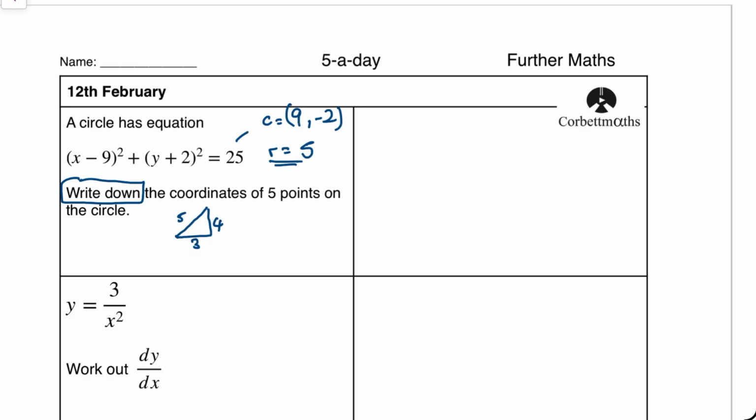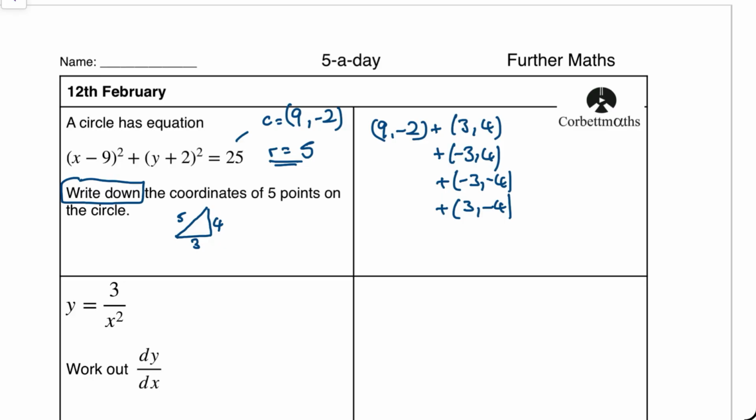So actually, all I need to do, and I say all I need to do, this is not an easy question actually, is basically add combinations of 3 and 4. So minus 3 and 4, I'm going to do minus 3 and minus 4, and 3 and minus 4. And then I need one more. So let's work these out first.